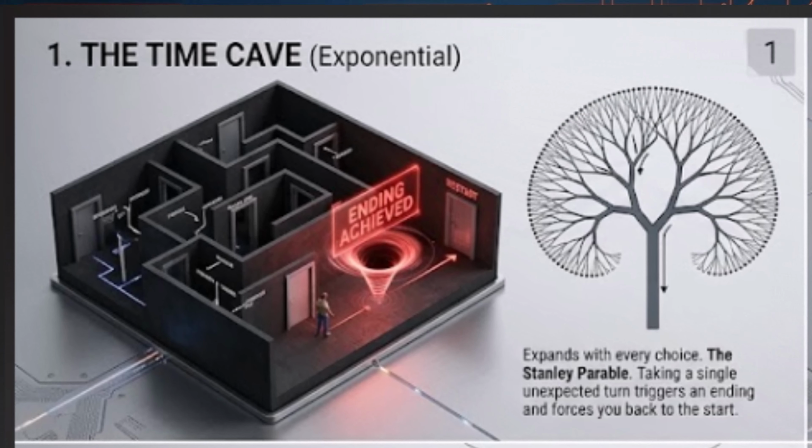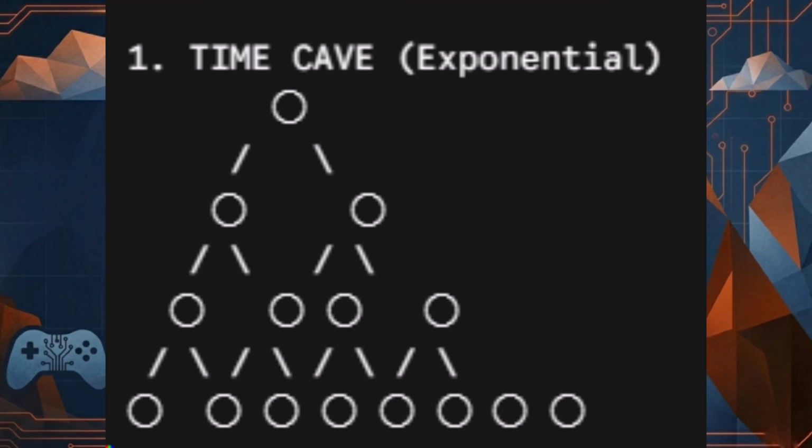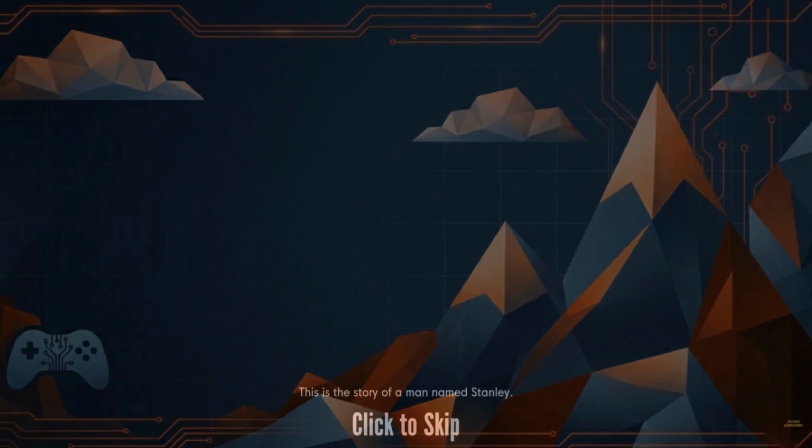First, in the time cave, every choice splits into two or more unique paths that never recombine. A real-world video game example of this is choose-your-own-adventure style games, like The Stanley Parable.